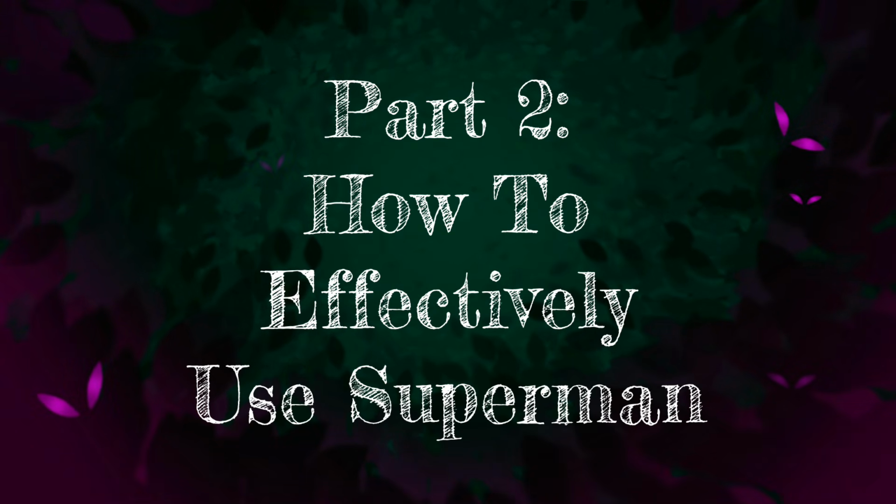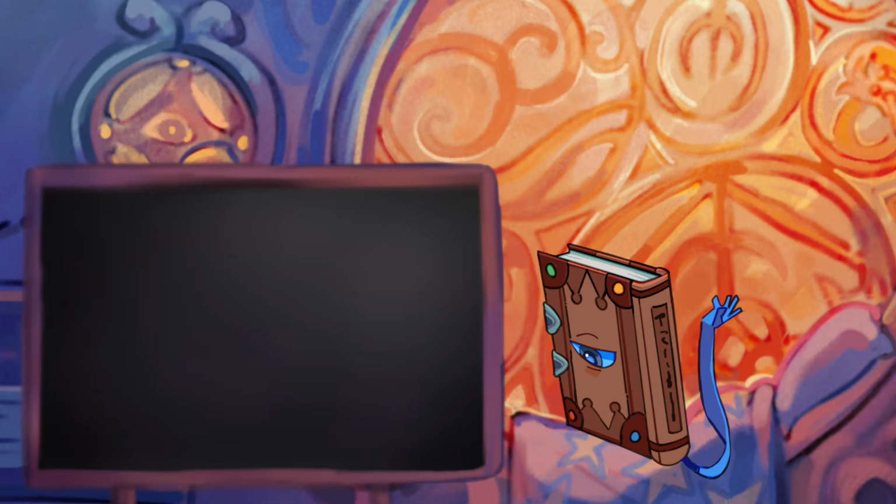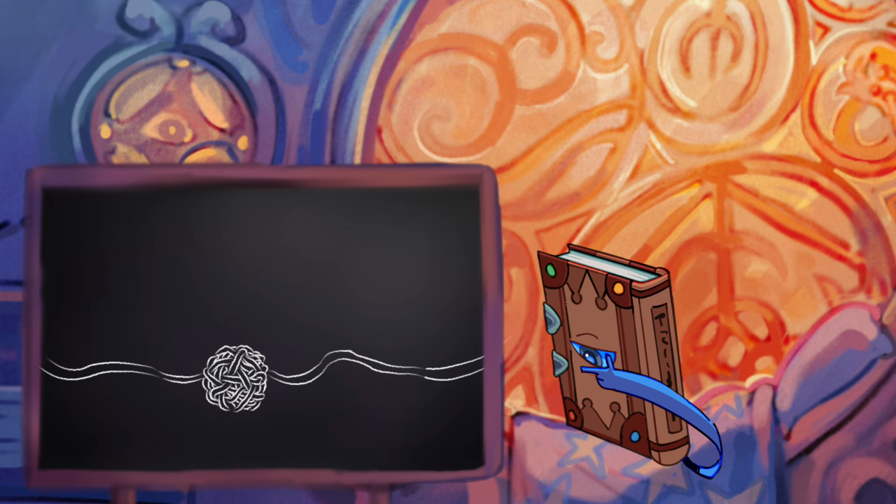Part 2. How to effectively use Superman. When is a Superman story actually good? Superman is at his best when there's tension in a story, a genuine concern over whether or not he can succeed. When trying to understand tension, it might help to picture a rope.